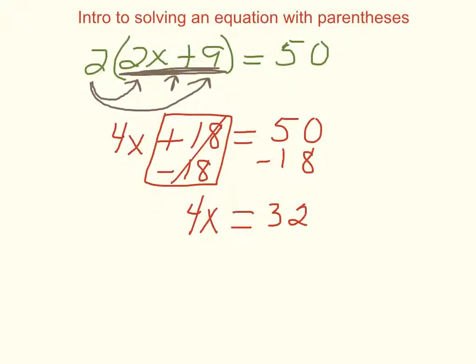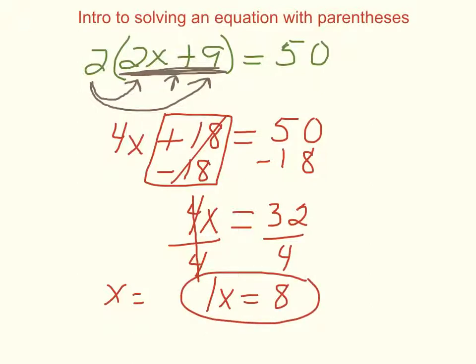The 4 is multiplying with the x. We undo multiplication with division, and we show that with a fraction bar. So we have the 4 dividing with the 4. That cancels out, or reduces down to 1. We can write it as 1x if we want, or we could just write it as x. Doesn't matter. 1x equals 32 divided by 4, which gives us an 8.